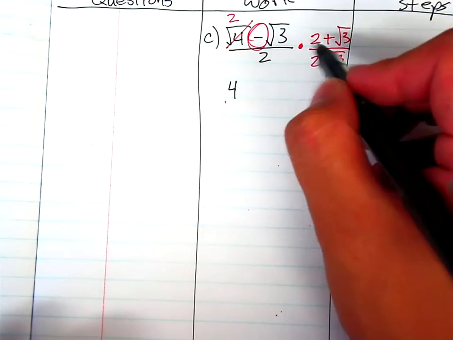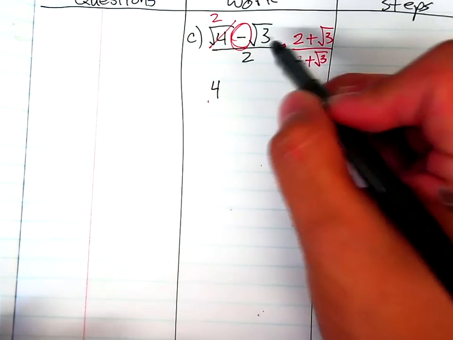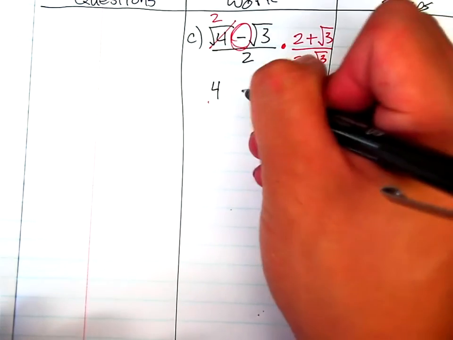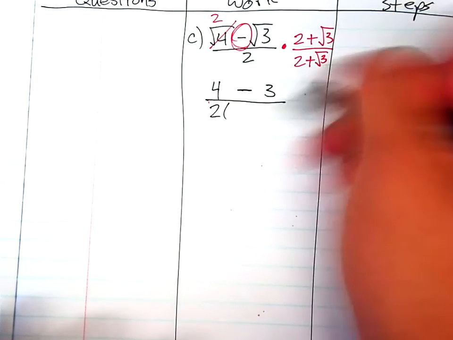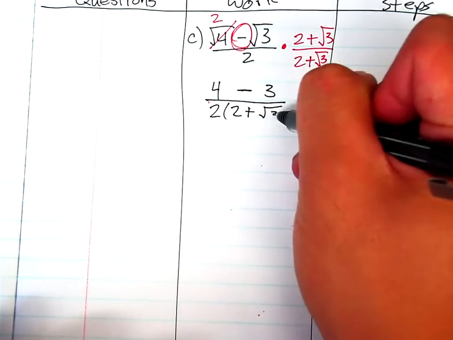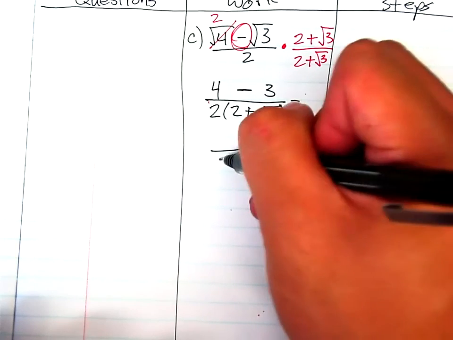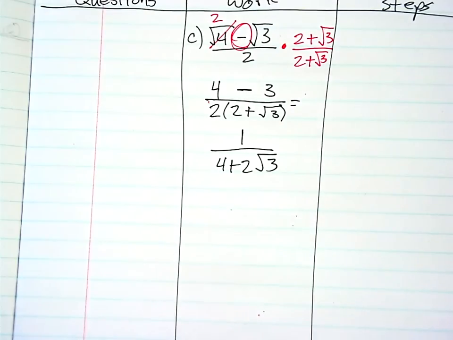We know that the two middle terms will cancel out, so we don't even need to bother with our box multiplication again. And here we know that square root of 3 will be squared, and it's going to be a negative, so it's going to be minus 3. On the bottom, we have 2 times the quantity of 2 plus radical 3. This is going to be 1 over 4 plus 2 radical 3. Now it doesn't look as pretty as the examples where we rationalize the denominator, but this would be the completed example for rationalizing the numerator.